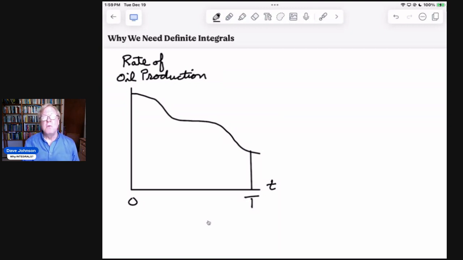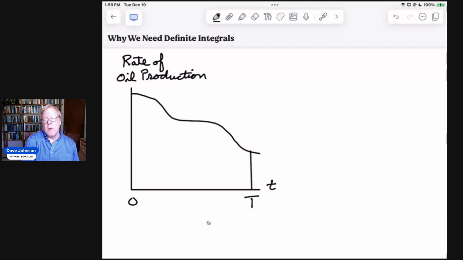And one of the things you figure out if you do have an oil well on your land is the rate of production of the oil will go down with time. Why is that? Well, the pressure under the ground, maybe it gets less and less as you pump more oil out of the ground. And so if we think of the rate of oil production as a function of time, you can see from this graph that that rate is decreasing. Okay. And let's suppose we want to figure out how much oil is going to be produced by this well.